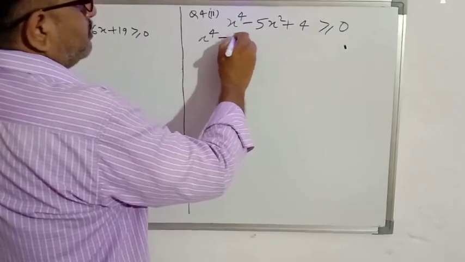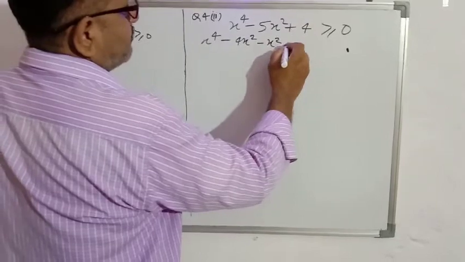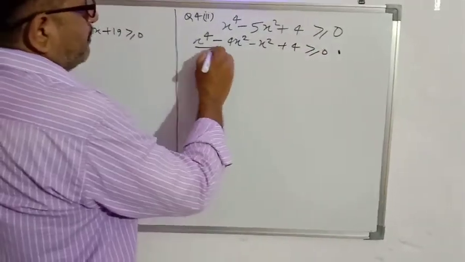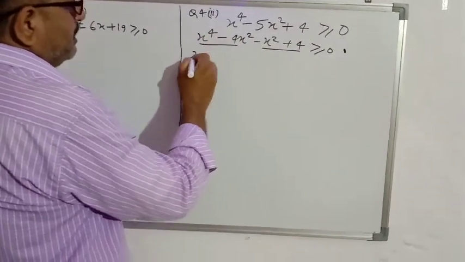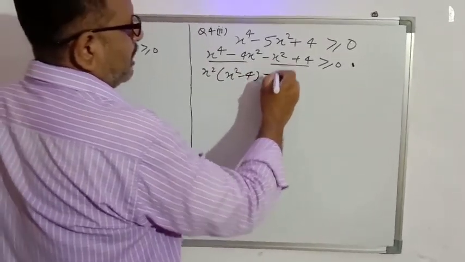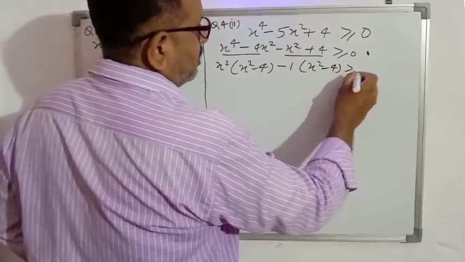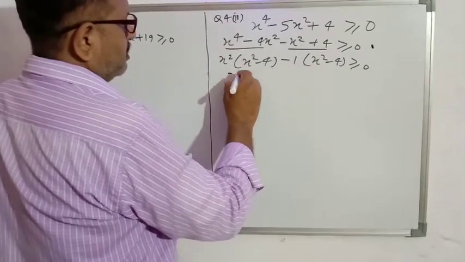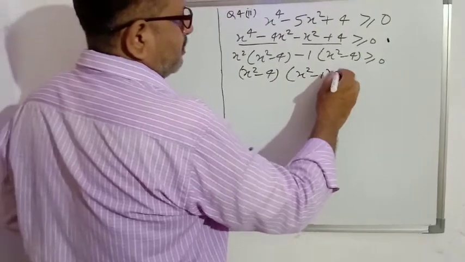x to the power 4 minus 4x square minus x square, it will become minus 5, plus 4 greater or equal to 0. Make pairs. What is common in the first pair? x square is common in the first pair, so x square minus 4, and minus 1 is common in the next pair, x square minus 4 greater or equal to 0. x square minus 4 is common in both, x square minus 4, in the next bracket x square minus 1 greater or equal to 0.